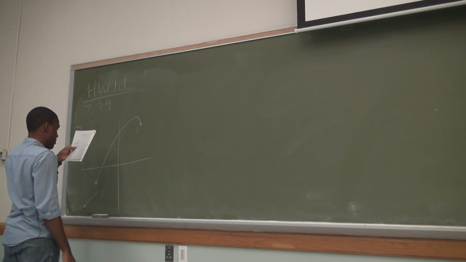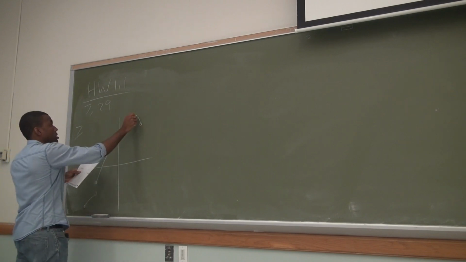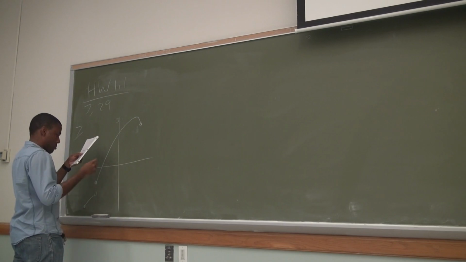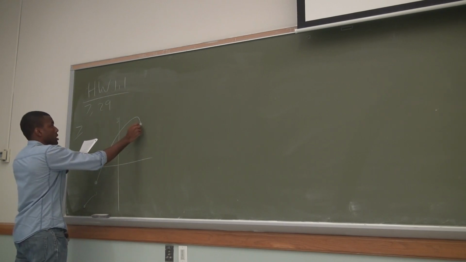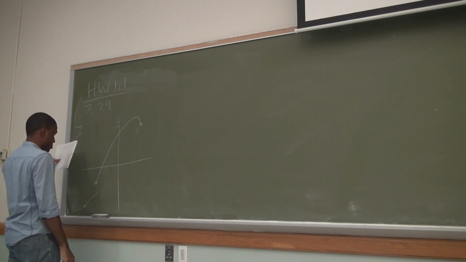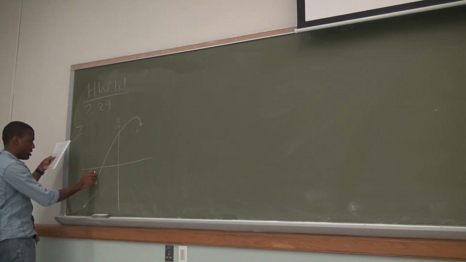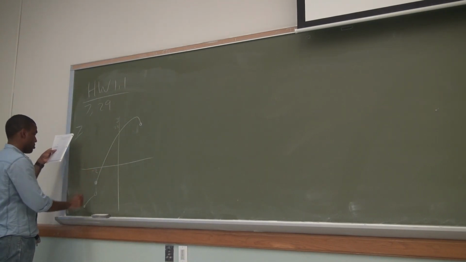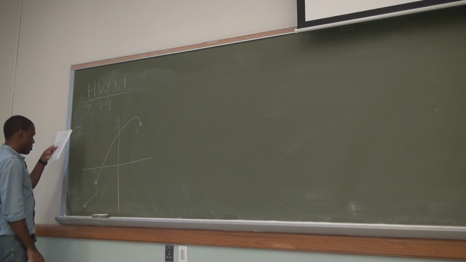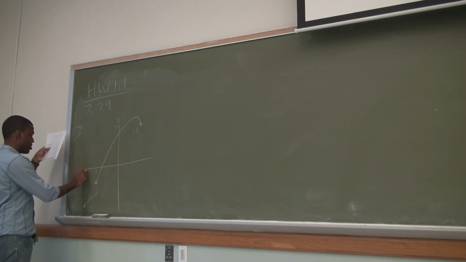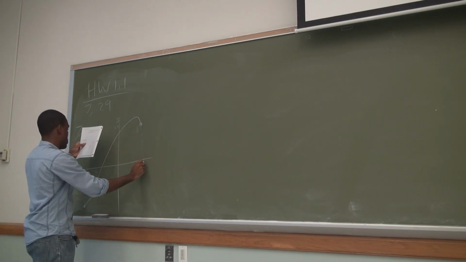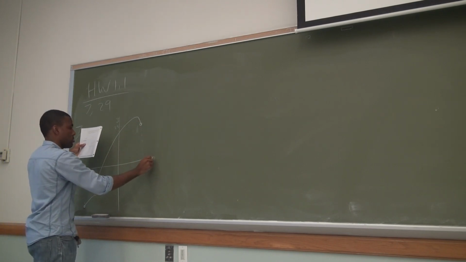So 1, 2, 3. The top of this is around 3. This guy here is around 2.5. This guy in this line, that's around -2. The end is around -2, -3. This end point is around 2.